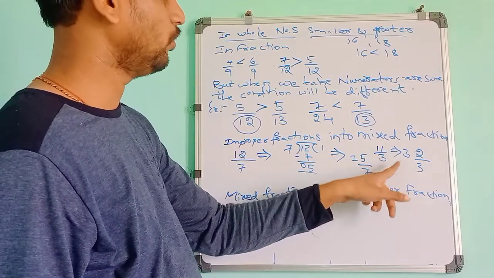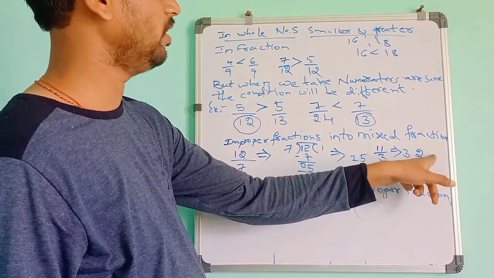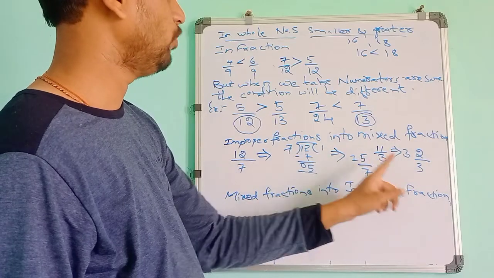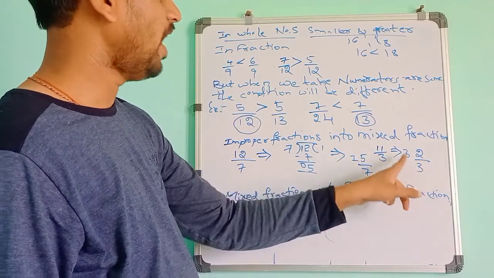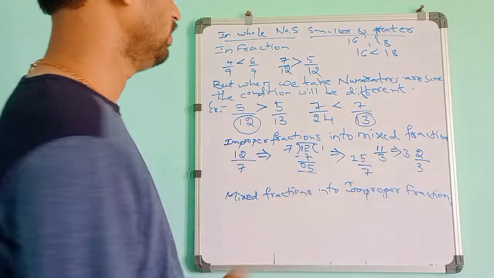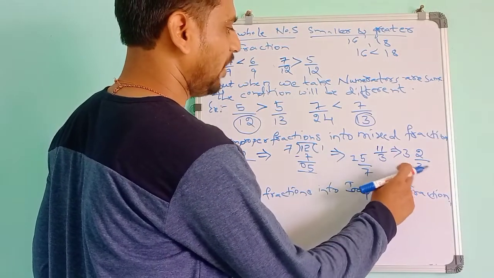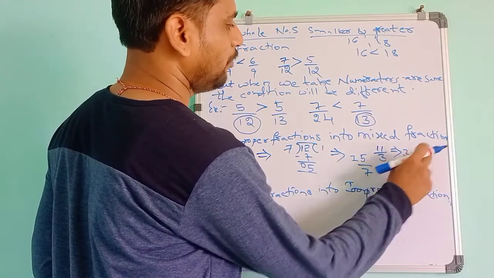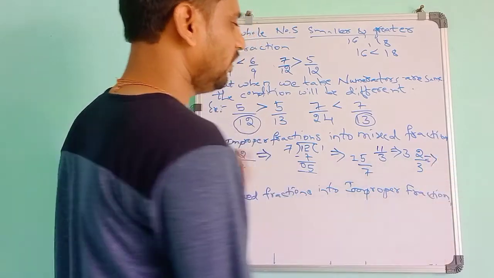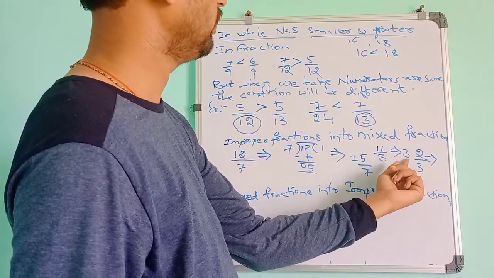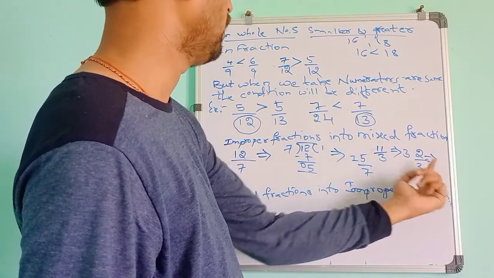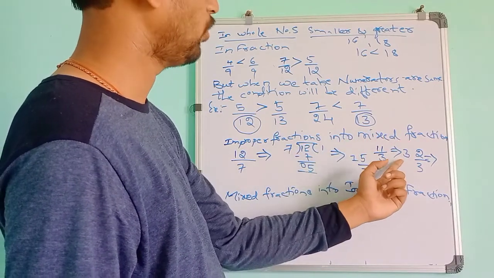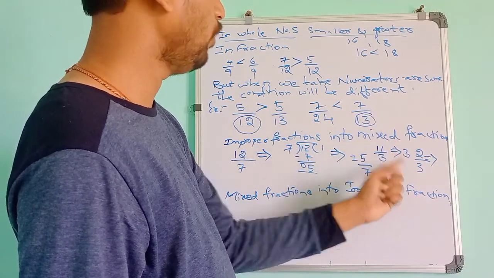In this, the remainder is 2. The remainder should be written on the numerator side, and the divisor should be written as it is in the denominator side, and the whole number is nothing but the quotient. Which number you are multiplying, see, 3 3s are 9, 9 plus 2 is 11. So it is 3 into 2 by 3. See here, 3 is the whole number and 2 by 3 is the proper fraction. As I told, a mixed fraction should always contain a proper fraction and a whole number.